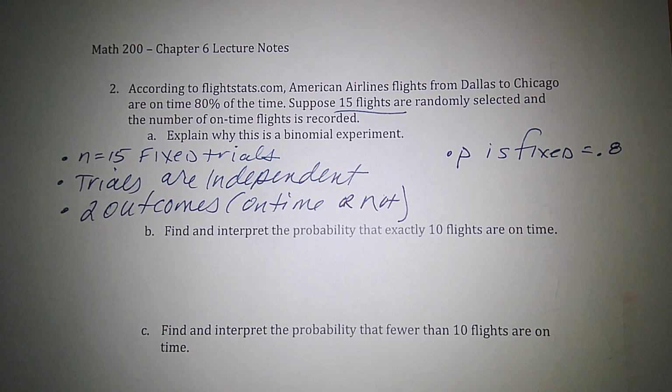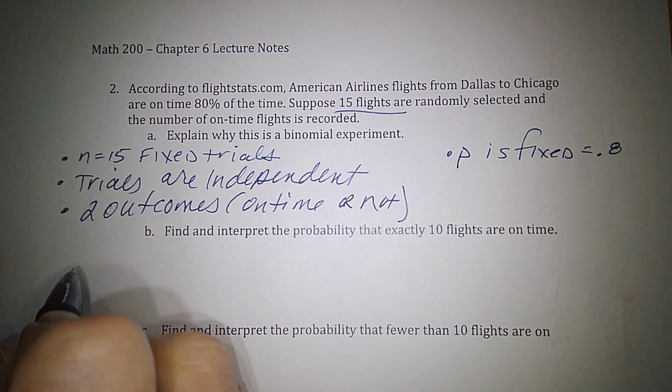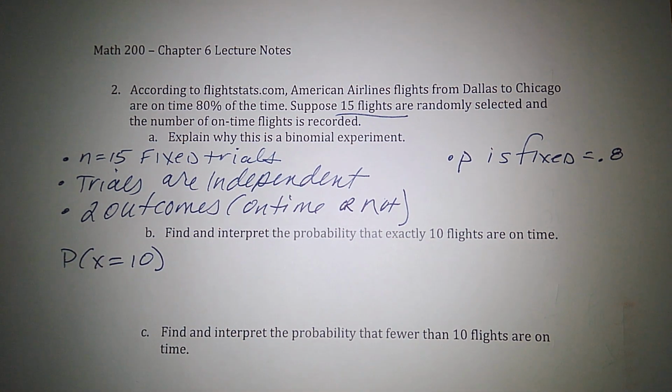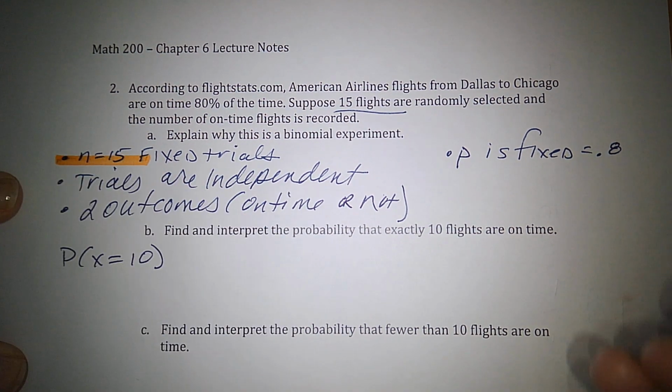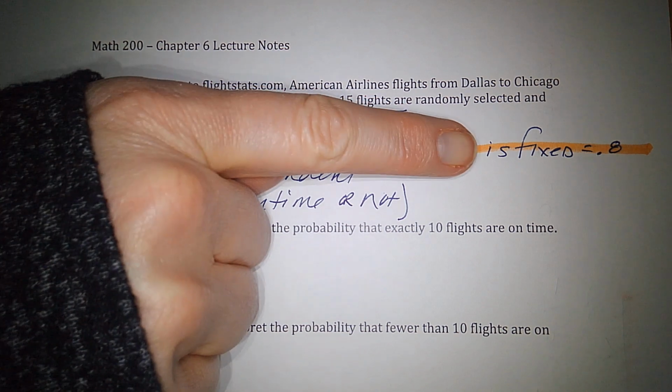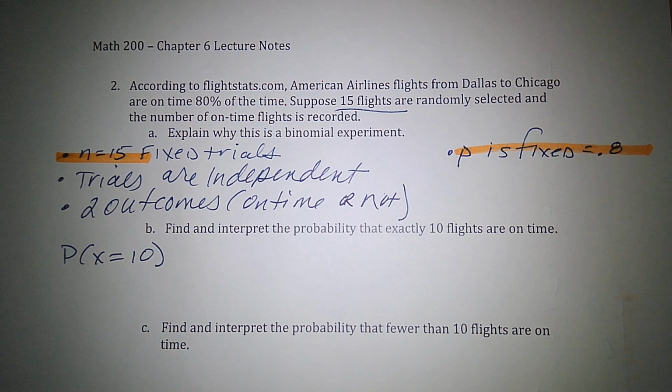So part B says find and interpret the probability that exactly 10 flights are on time. So we already know what N is. We already know what P is. So we're going to go to our table, table 3, which is the one I'm going to use, and I want to find the probability of getting exactly 10 successes out of 15 if we know that there's an 80% likelihood of being successful. So I'm going to go to my table 3.